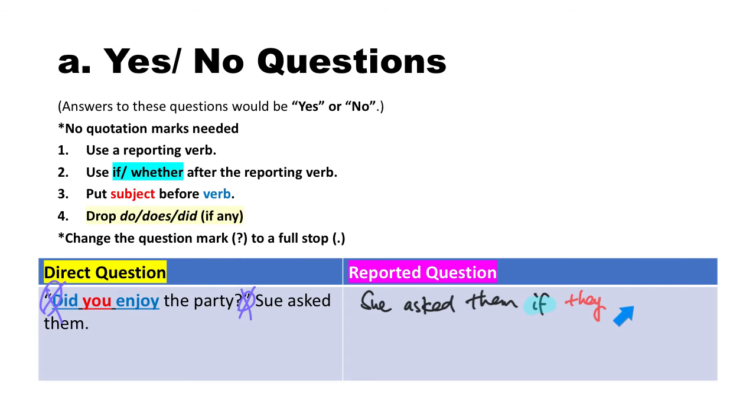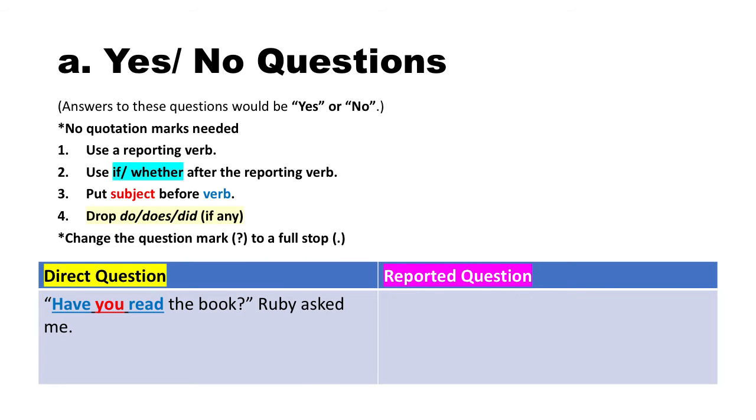After the subject, we write the verb. The verb in the original question is did enjoy. It's enjoy in simple past tense. Simple past tense is changed to past perfect in the reported question. Had enjoyed. We write the remaining words in the question. Note that we drop do, does, or did if it's in the direct question. Here, we do not need the did anymore. We also change the question mark to a full stop. The reported question is, Sue asked them if they had enjoyed the party.